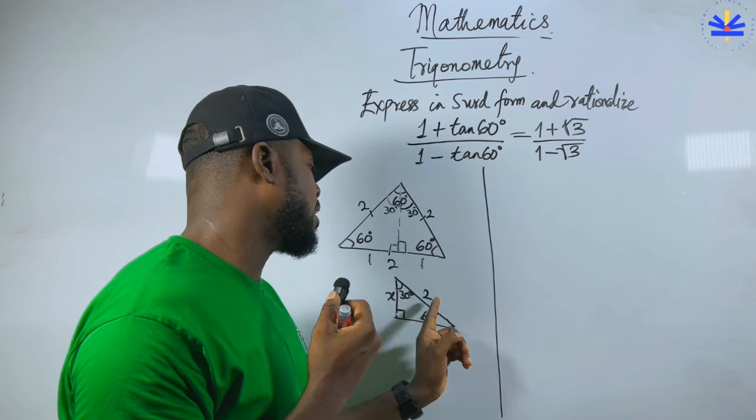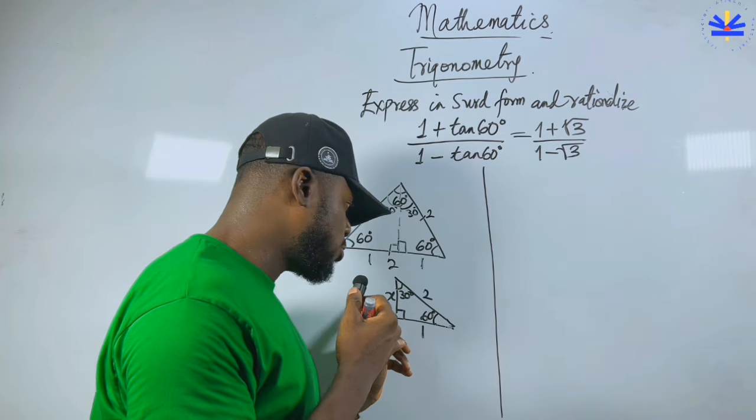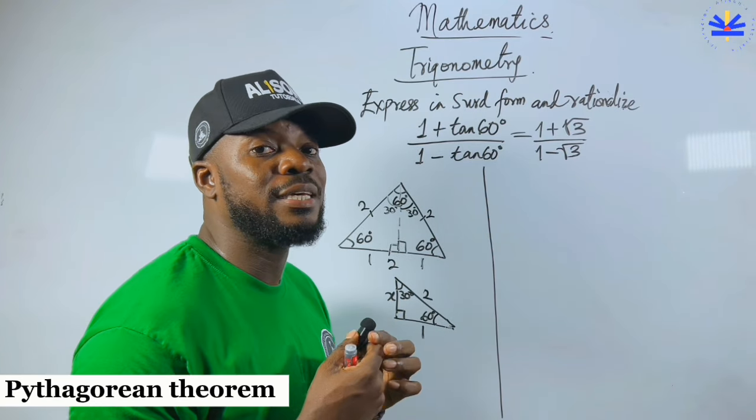But the side here is 2 units, and this one is 1 unit. We don't know this side. How do you want to know this side? You will use what is called Pythagoras theorem.